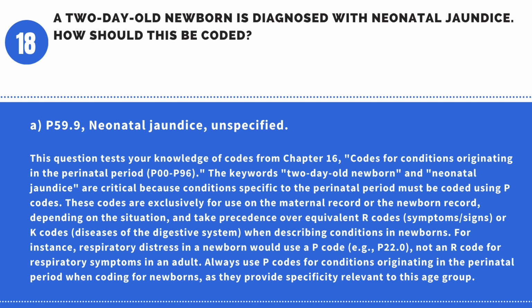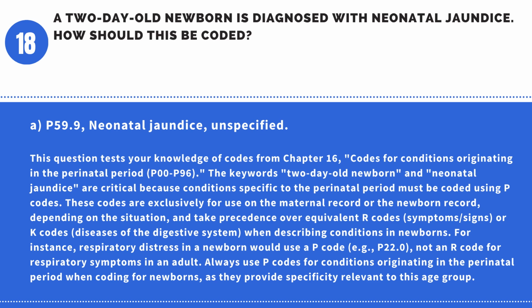perinatal period, P00 to P96. The keywords 2-day-old newborn and neonatal jaundice are critical because conditions specific to the perinatal period must be coded using P codes. These codes are exclusively for use on the maternal record or the newborn record, depending on the situation, and take precedence over equivalent R codes, symptoms/signs, or K codes, diseases of the digestive system, when describing conditions in newborns.